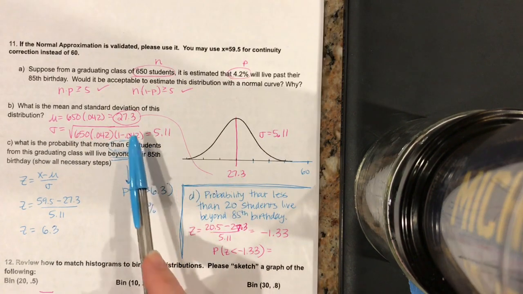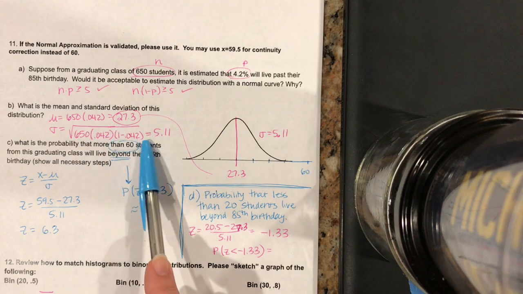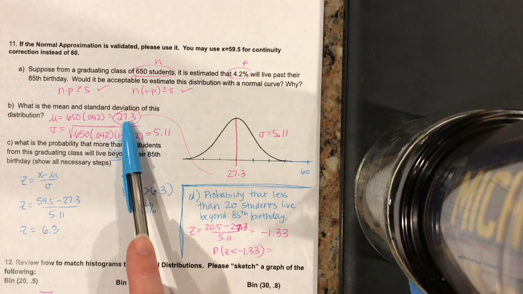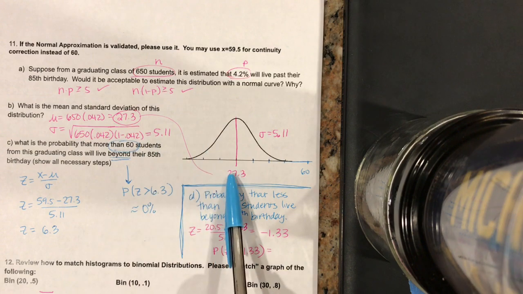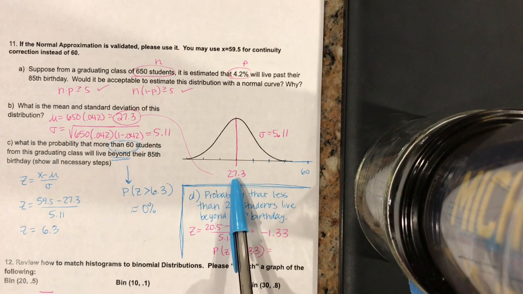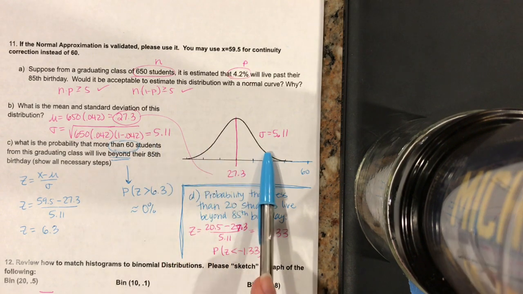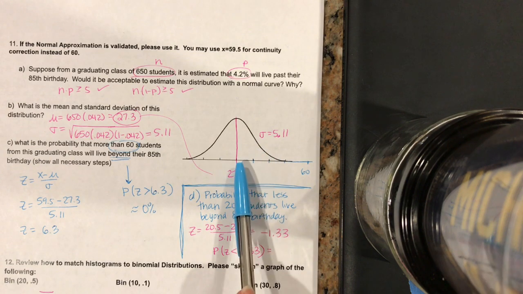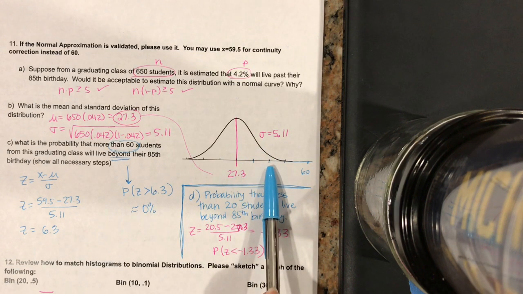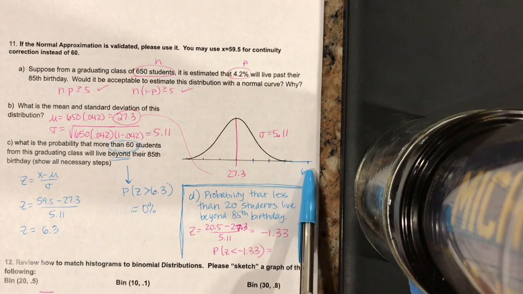Okay, mean and standard deviation, you've had lots of practice with that. I showed my work. So the 27.3 labels on your normal curve right there in the middle. That's the mean. And the standard deviation, remember, is here. So kind of imagine like all of these jumps are about 5.11. So see why it's a bad question.